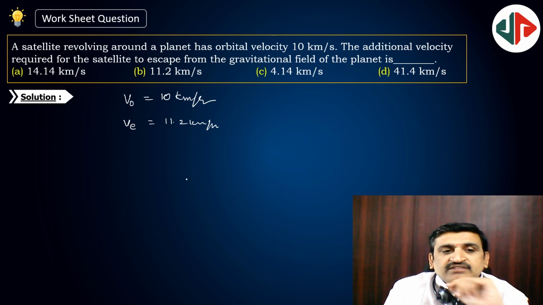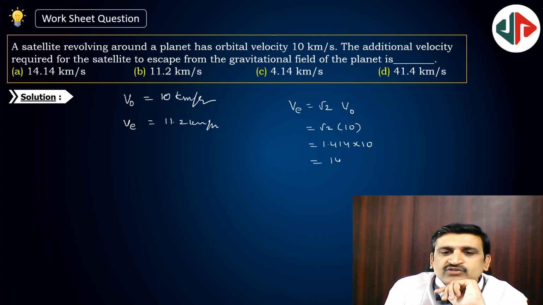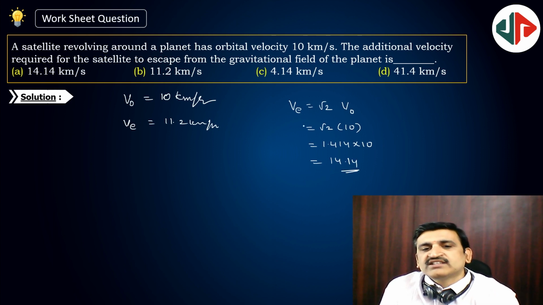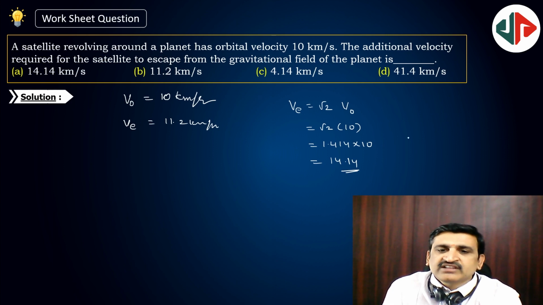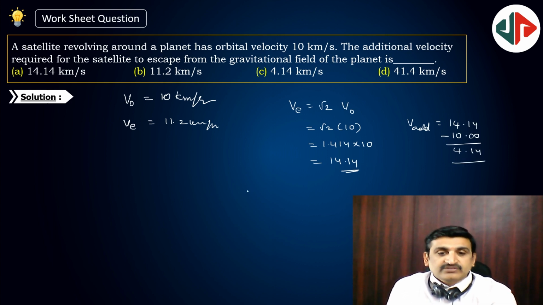So we need to check the numbers once again. No, orbital velocity is this one. Escape velocity is equal to root 2 times the orbital velocity. So root 2 times 10, that is 1.414 into 10, so this will obviously be 14.14. Maybe this is his question. So 14.14 is the escape velocity. Already 10 is there, so additional velocity is equal to 14.14 minus 10.00, that is equal to 4.14. So we need to understand the mindset of the paper setter.